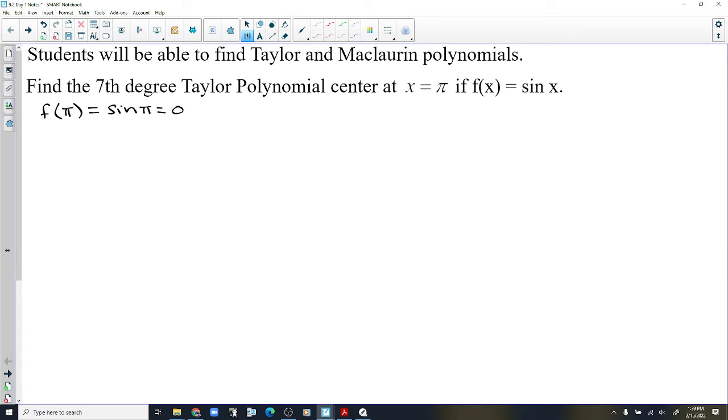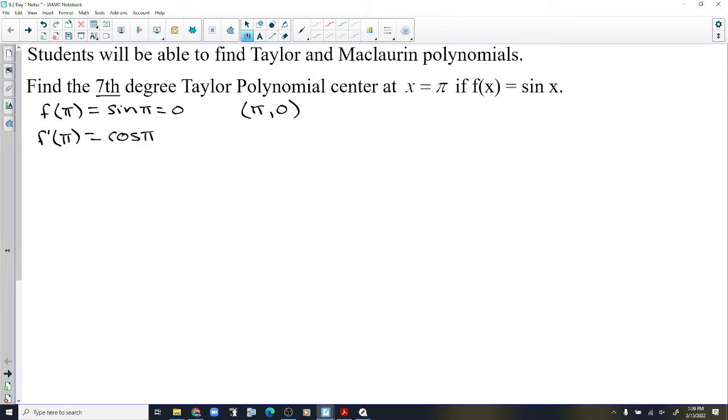So when I create this polynomial, I always need to have the point (pi, 0). We can't lose that. That's where we're centering the polynomial. No matter how much I add to it, it will always have to give me 0 when I plug in pi. So then we do the first derivative, and we're going all the way to the 7th derivative, but there will be a pattern.